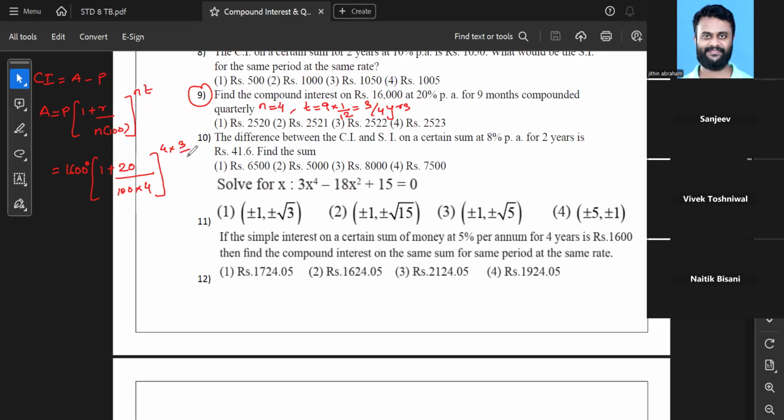So in place of n I'll write 4 multiplied by 3 upon 4. So I'll cancel this 4. I'm left with 3 in the power. Then in case of 20, I'll cancel zeros. 2 I'll cancel with 4. I'll be left with 1 by 20.